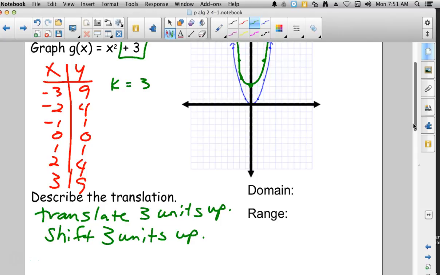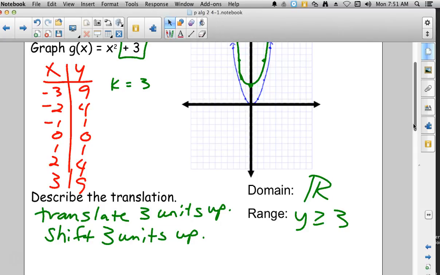Domain, do we have any numbers that we can't square and add 3 to? Still all reals. But when you notice, not starting at 0, 0 anymore. You got it, Justin. New starting place. Well, now we're at 3. We knew that was going to happen. And we shifted this whole graph up 3.